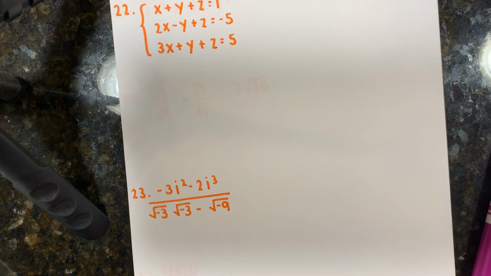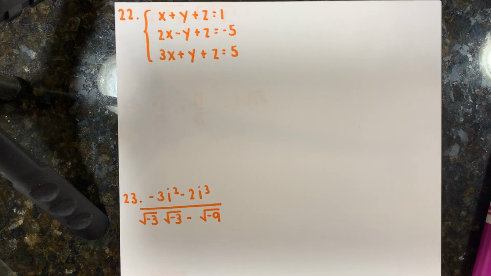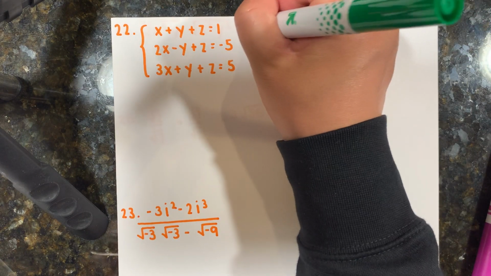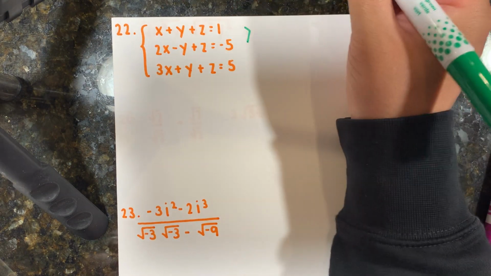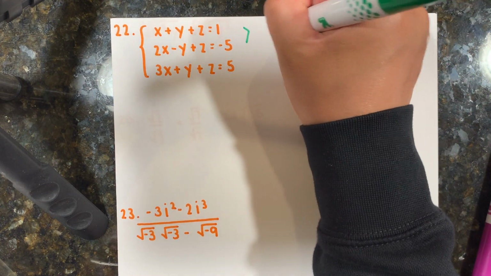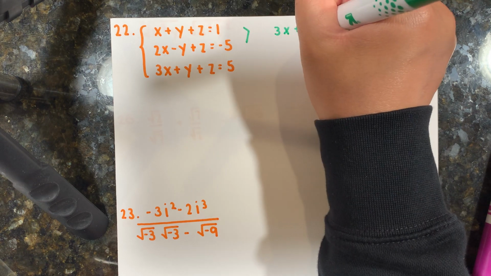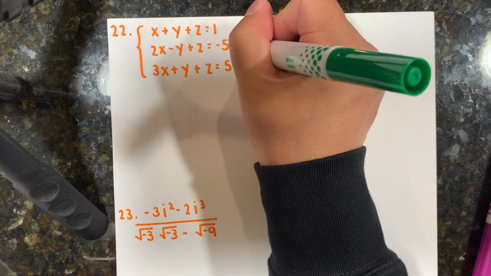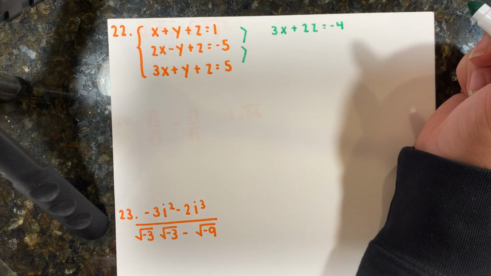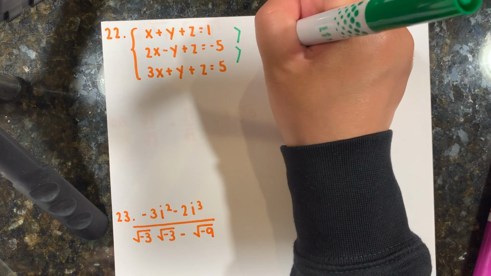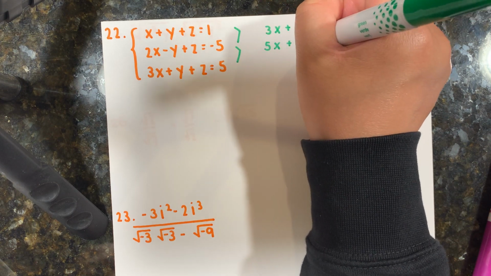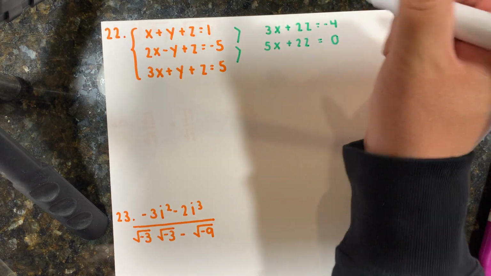Okay, so now moving on to number 22, we actually see that if we add those top two equations together, the y's would cancel. So that's what we want to do, is just add those two together. That would give me 3x plus 2z equals -4. If I add the bottom two equations together, the y's would also cancel. So I would have 5x plus 2z equals 0.